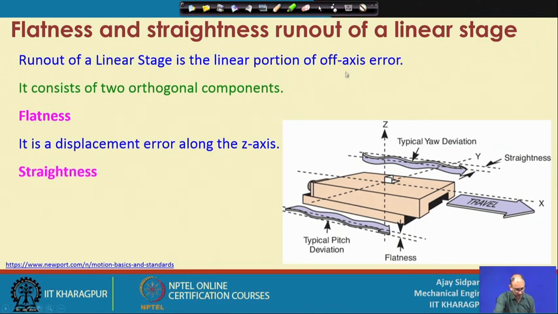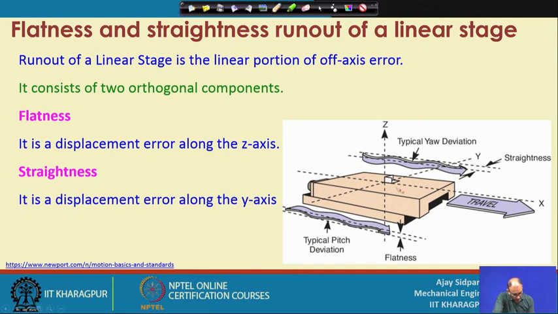Second, the straightness error. What is the straightness error? The same displacement error, but not in the z direction, but in the y direction. Here your table is not moving along the x direction, but it is actually moving in the y direction. So, where is it creating a problem?